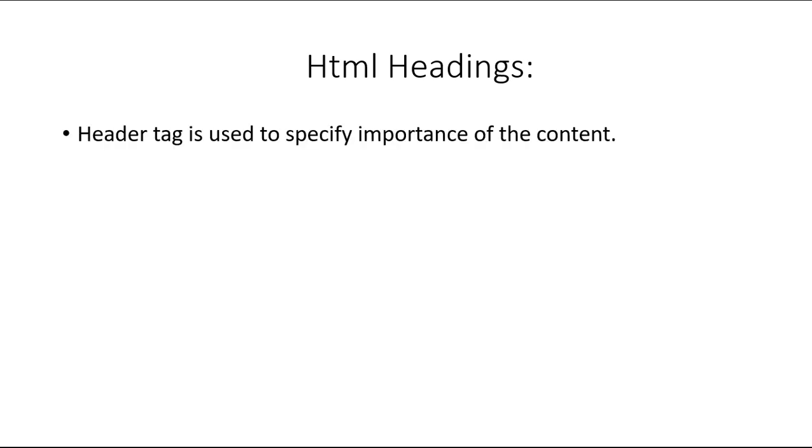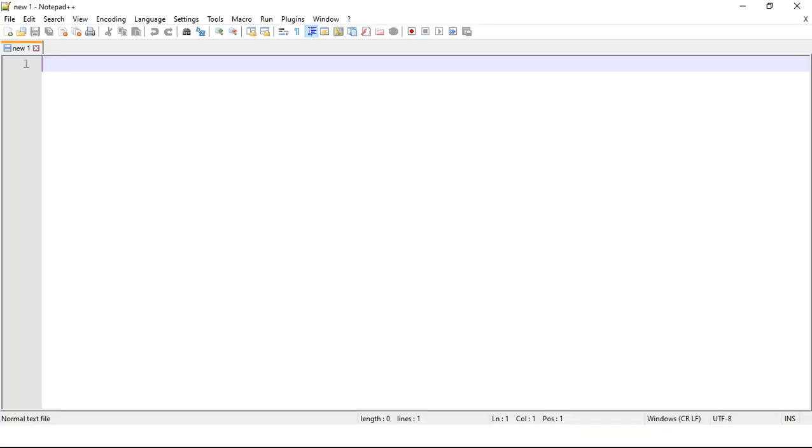Today we are going to learn two tags. What are those? HTML heading tag and HTML paragraph tag. So let's understand heading tag first. Header tag is used to specify importance of the content. We have from H1 to H6 tags. Let me explain with code.